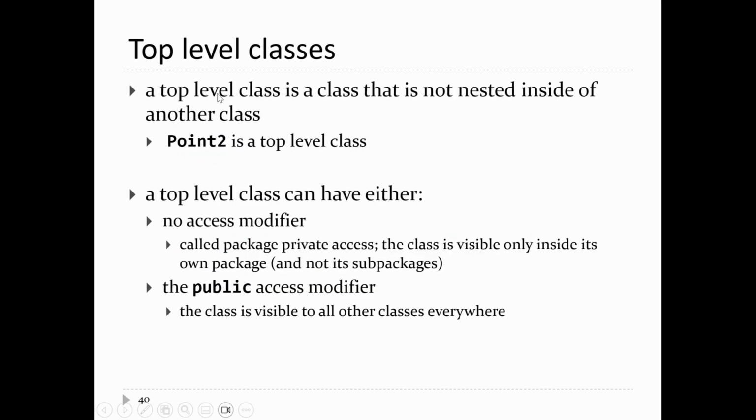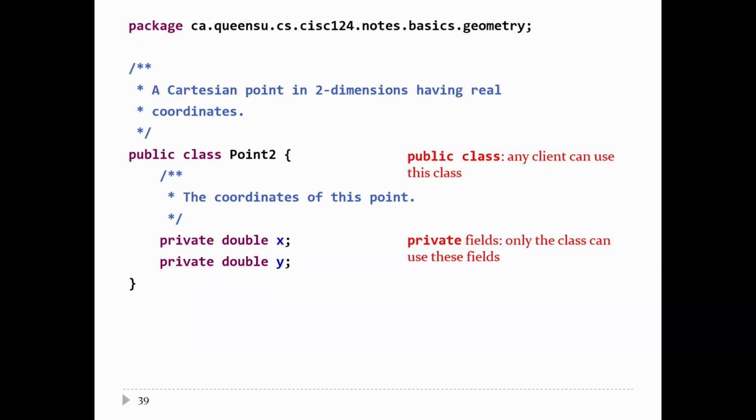Okay, so that class Point2 is what's called a top-level class. A top-level class just means it's not inside of another class. You look at the class Point2, there's no other class here. So Point2 must be a top-level class.